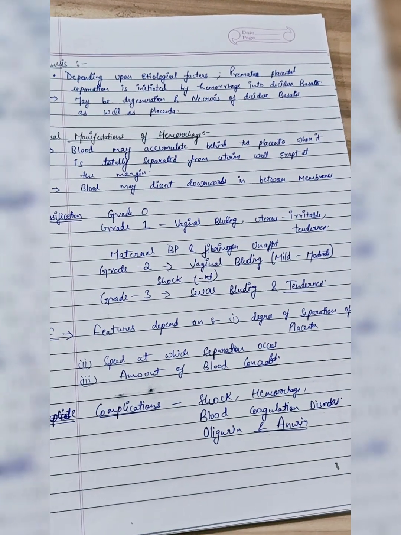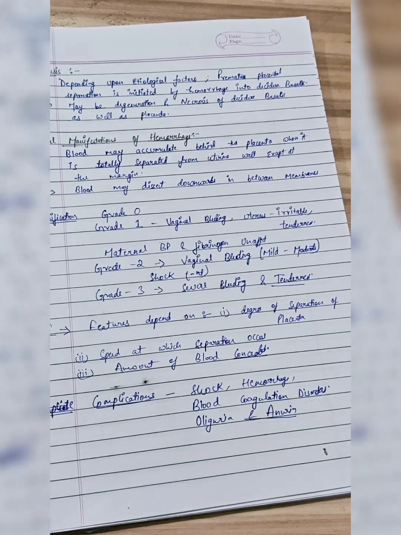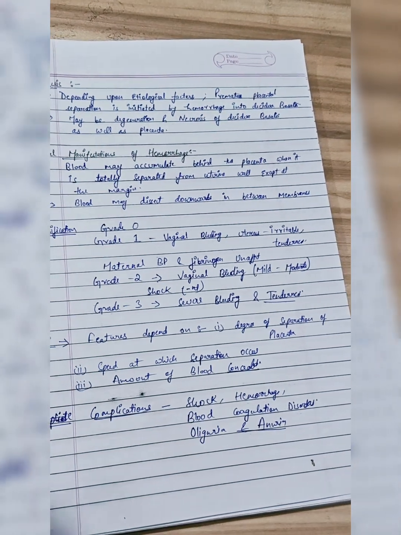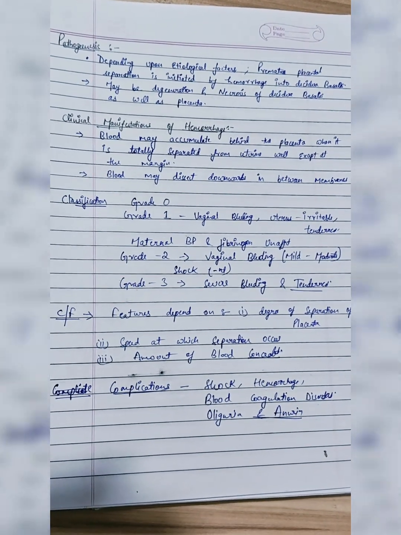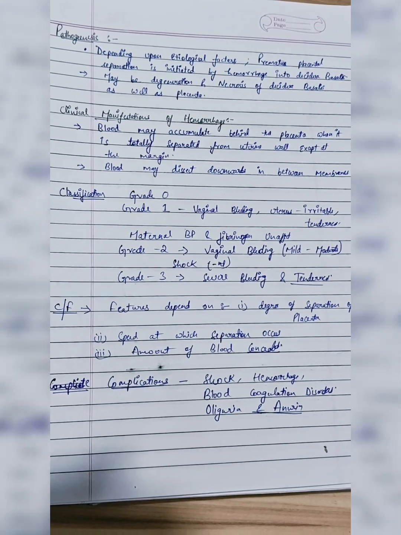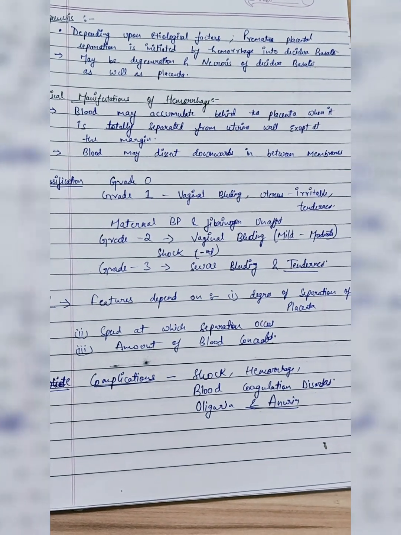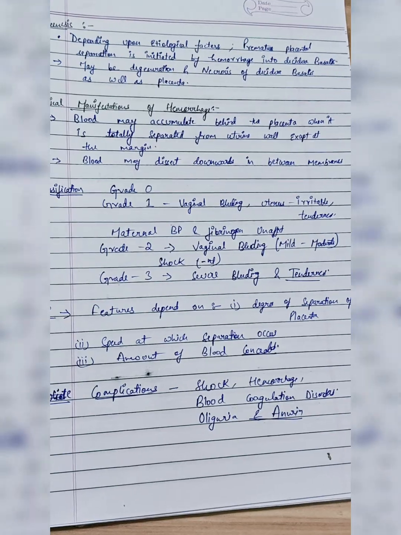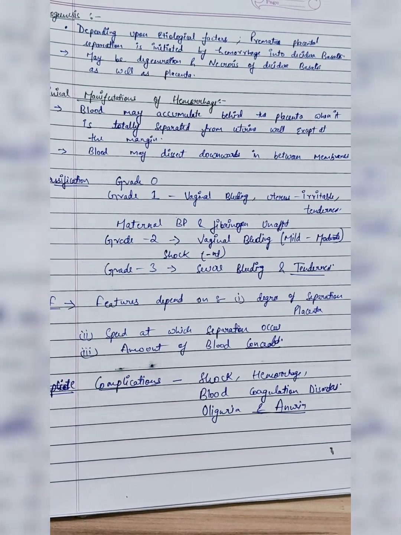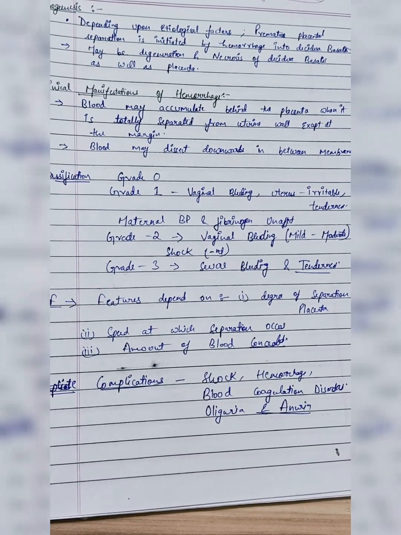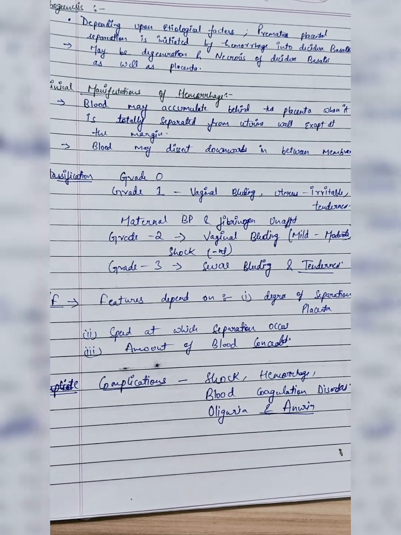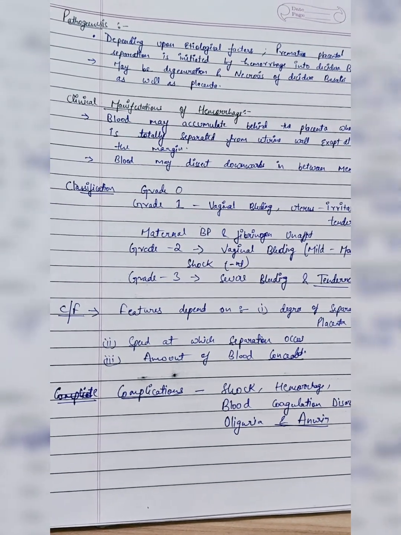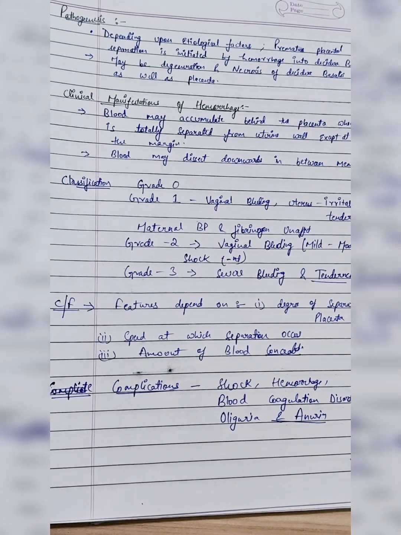Okay, now the clinical features basically depend on the degree of separation of the placenta, the speed at which the separation occurs, and the amount of blood concealed. Now what are the complications of it? The complications are shock, hemorrhage, blood coagulation disorder, oliguria, and anuria. If we discuss the prognosis, that of the mother and the baby depends on the clinical type, the degree of placental separation, the interval between the separation of the placenta and delivery of the baby, and the efficacy of the treatment.